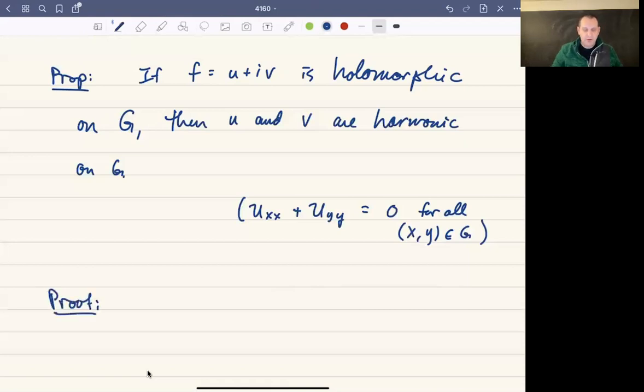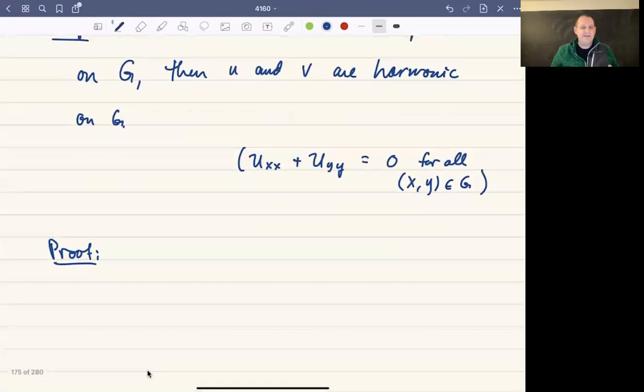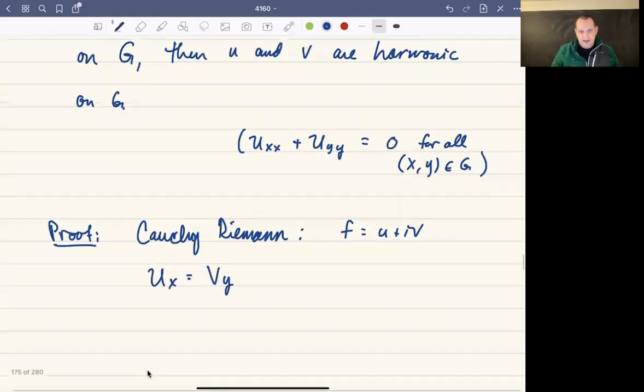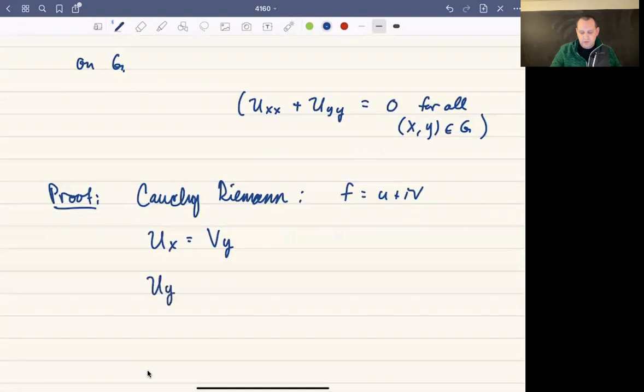The proof is much better organized in the book, but I just want to talk about the main ideas, and this is like 95% of the proof anyway. The Cauchy-Riemann equations, just as a reminder, say that if f is u plus iv, then the partial of u with respect to x is equal to the partial derivative of v with respect to y, and the partial of u with respect to y is equal to minus the partial of v with respect to x.